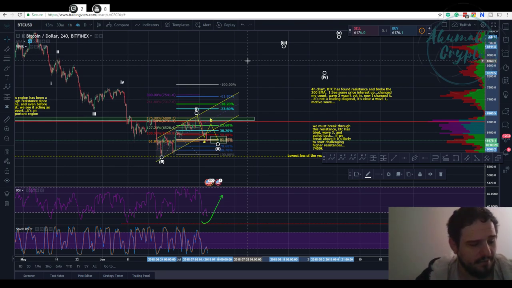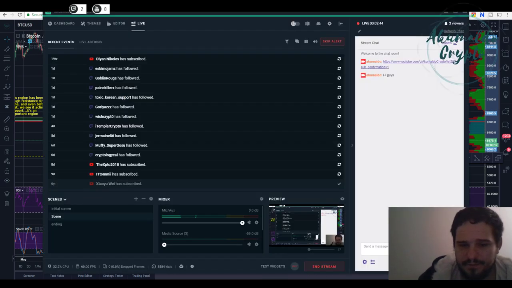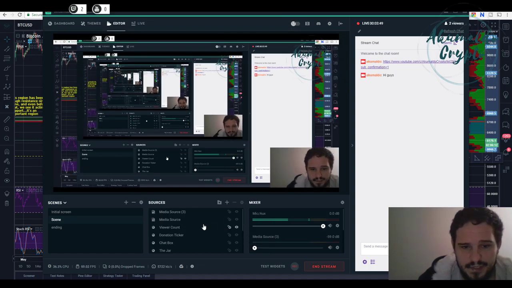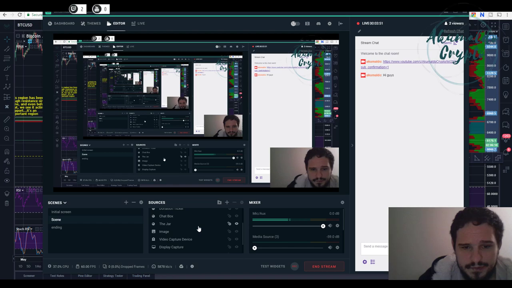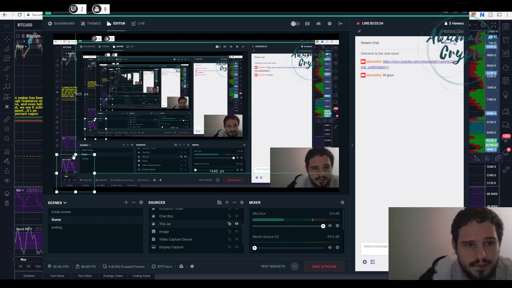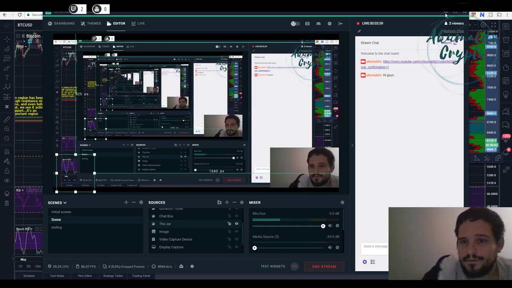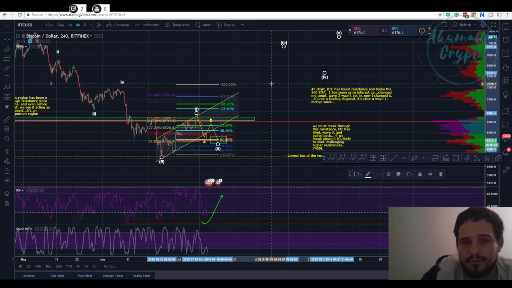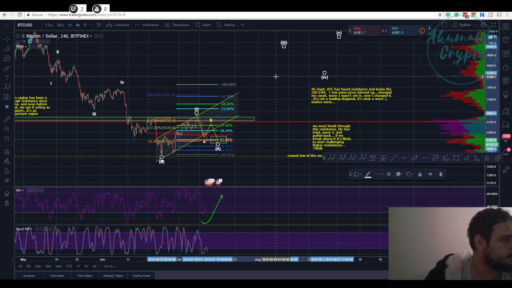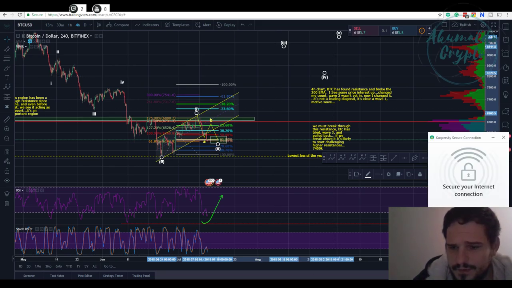So here we have our Bitcoin chart. What a beast we have here, huh? Donation jar, is everything set? It's here. I'm testing some new things here.